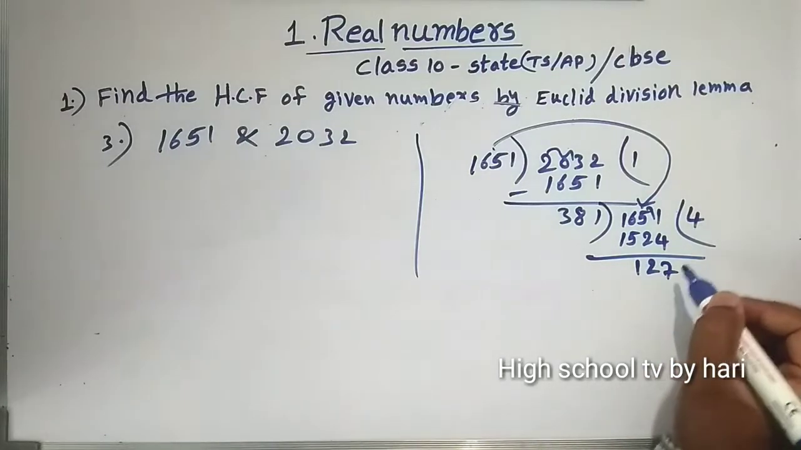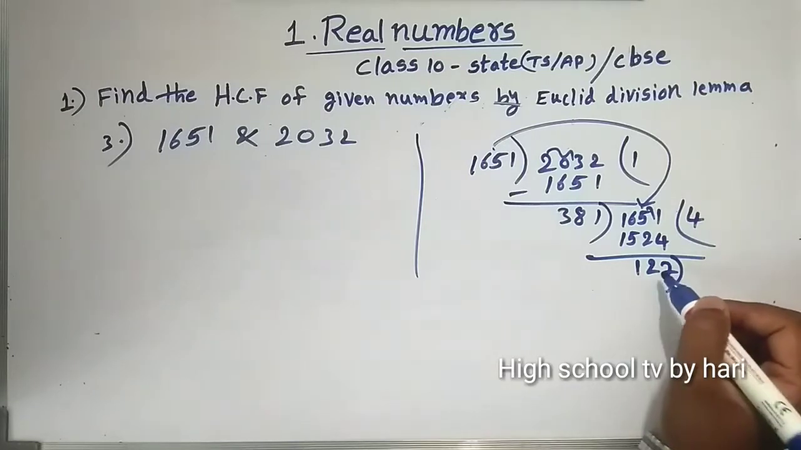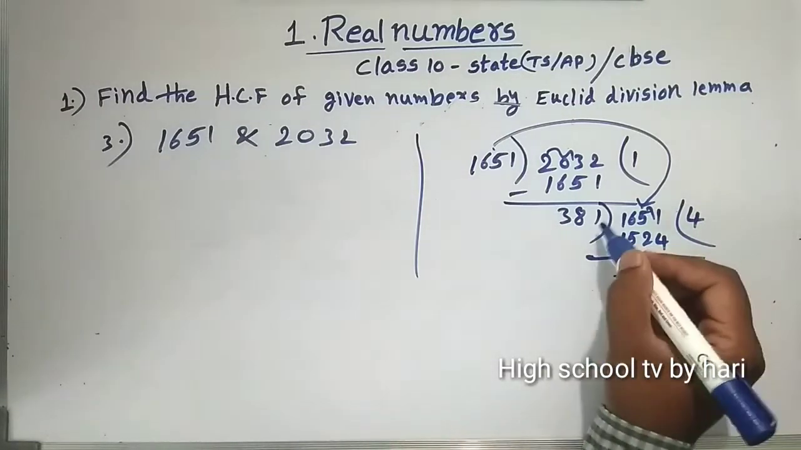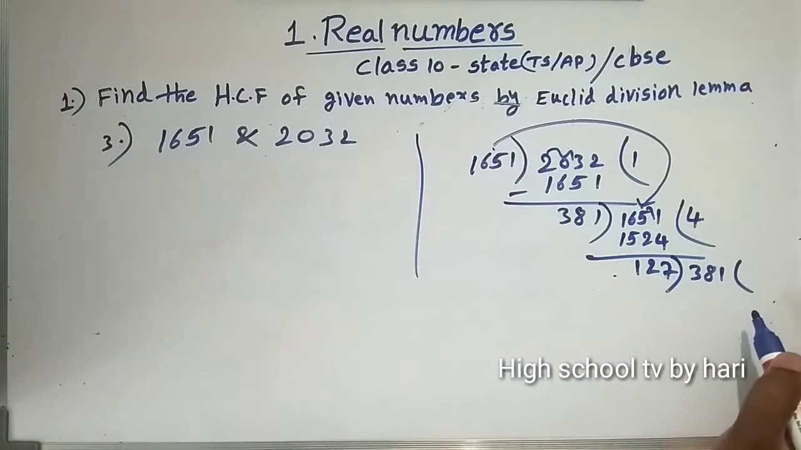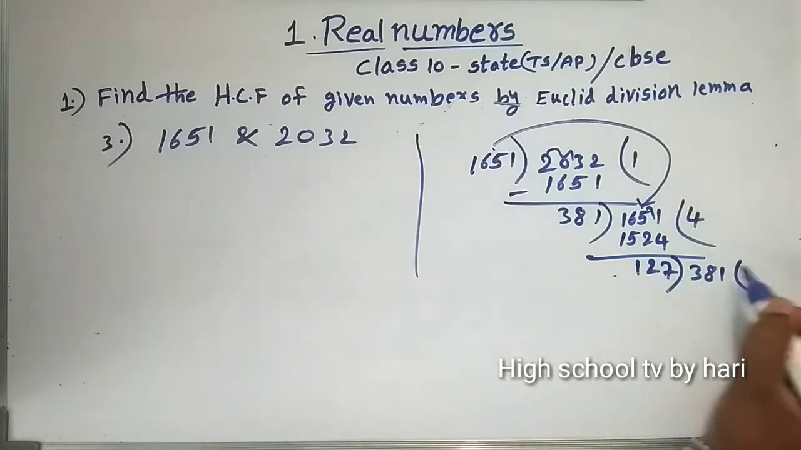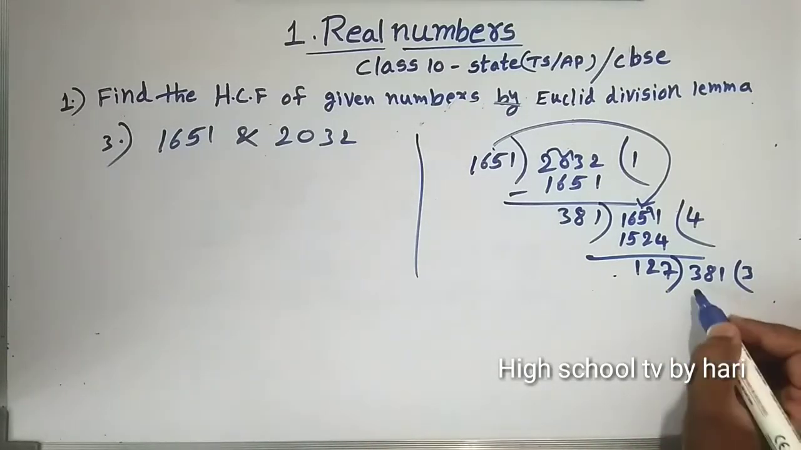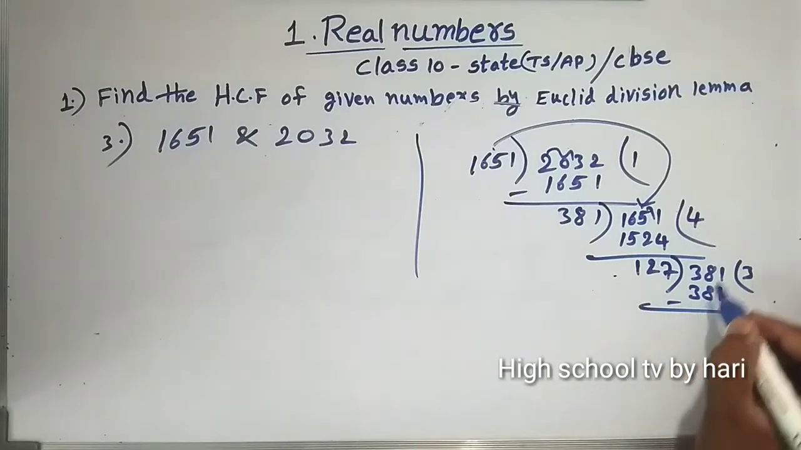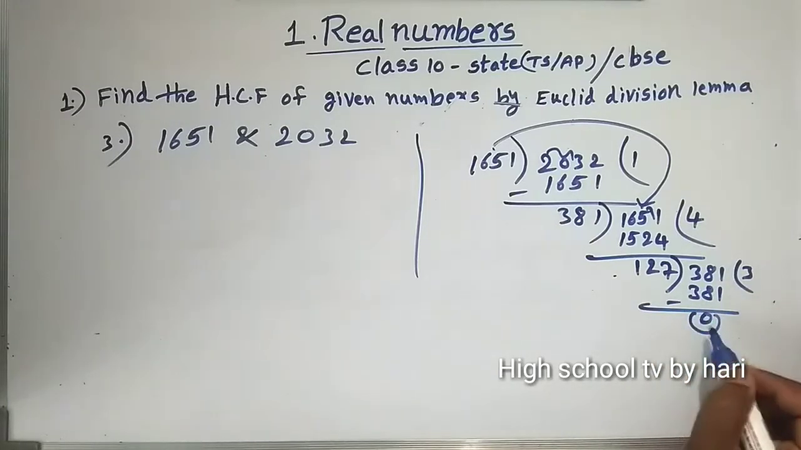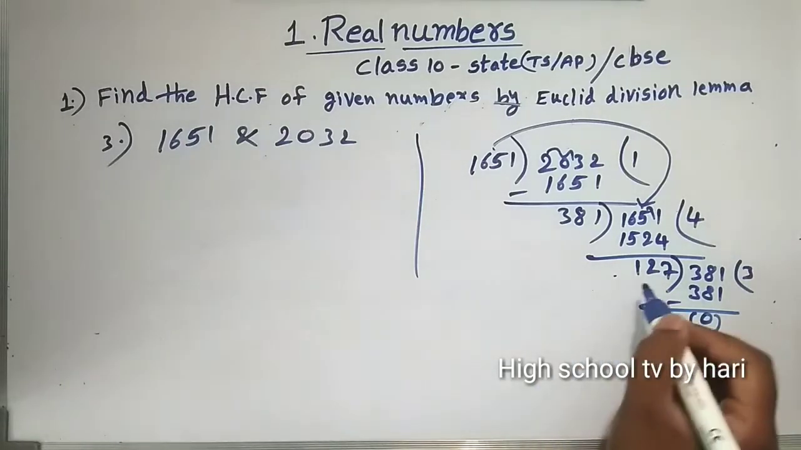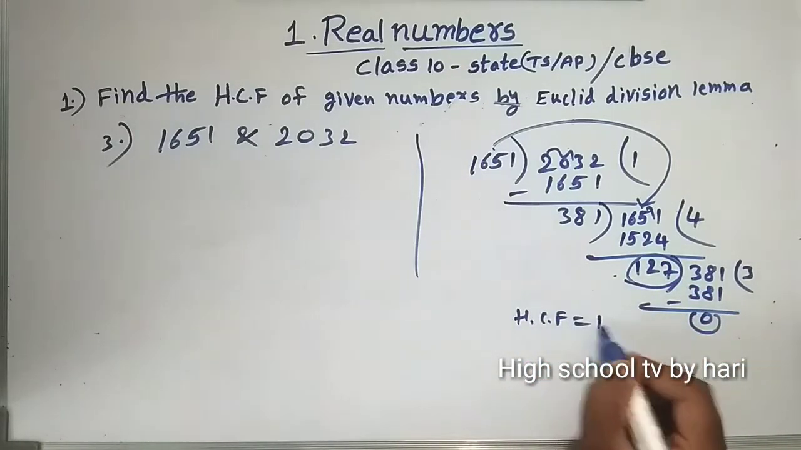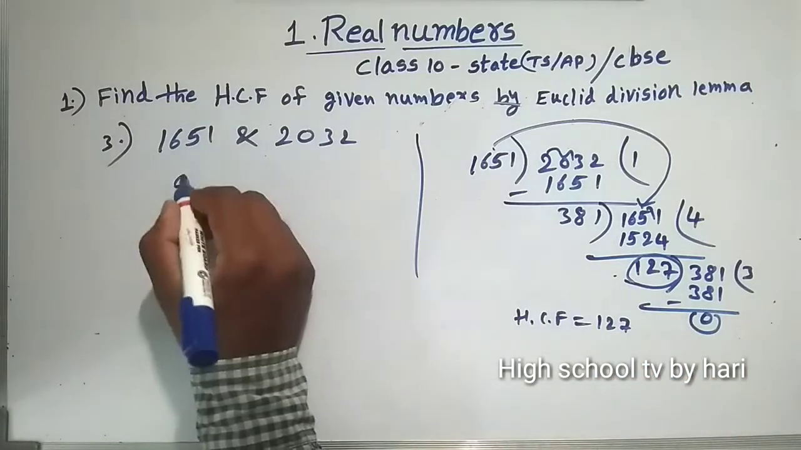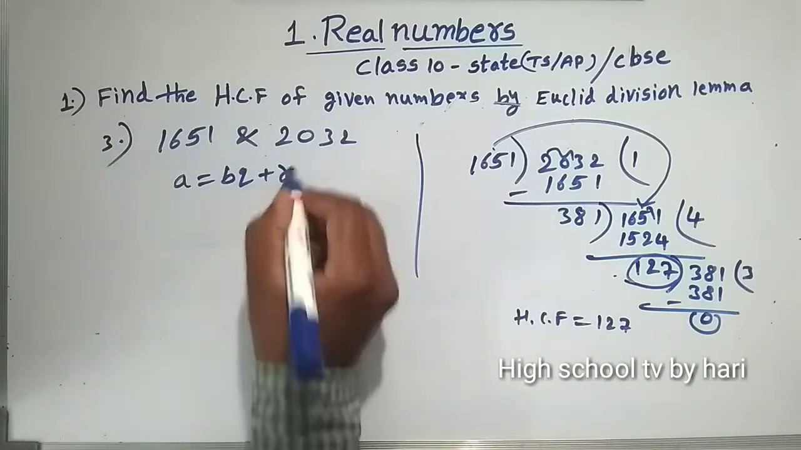127 is the remainder, and this remainder becomes the divisor, and the previous divisor becomes the dividend, 381 right here. And do the same. 127 into 3 is 381, exact value there. Subtraction, 0. We got remainder 0, so we can stop our division. So what is the last divisor? Last divisor is 127. This is the HCF of the given two numbers. HCF equals 127.